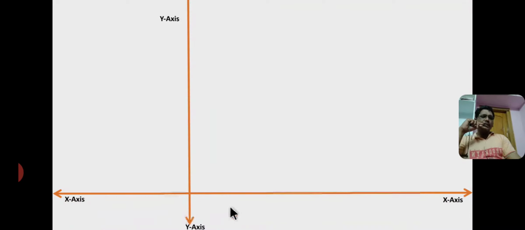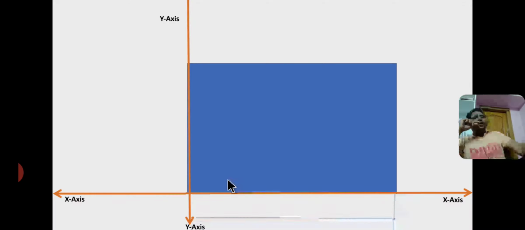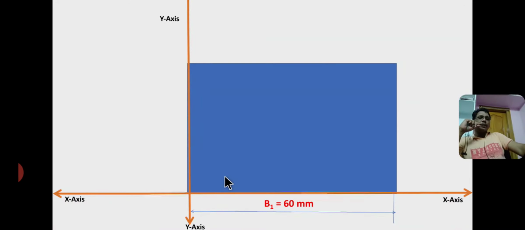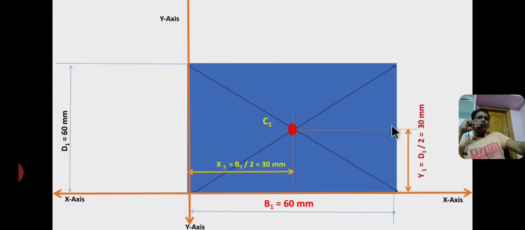Here I consider x-axis at bottom edge and y-axis at left side. So I am drawing the diagonal lines to locate the individual centroids. So C1, this is C1. C1 is the centroid of a square at a distance of x1 from y-axis equal to half of the base, that is 60 by 2 equal to 30 mm, and at a distance of y1 from x-axis, y1 equal to half of height, that is d1 by 2 equal to 30 mm.